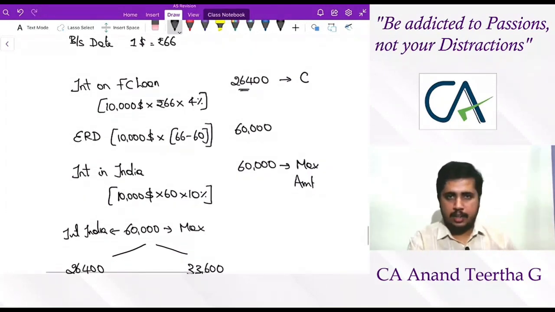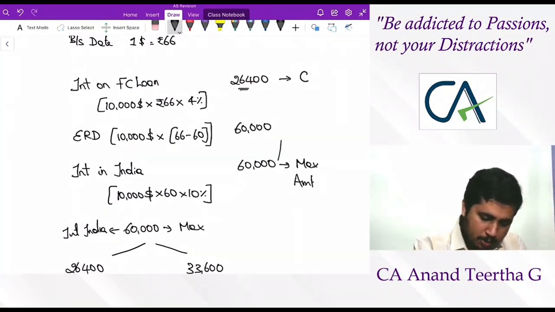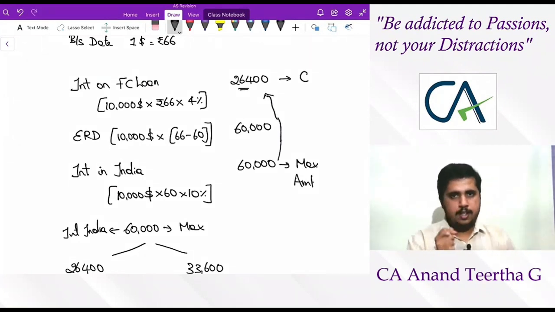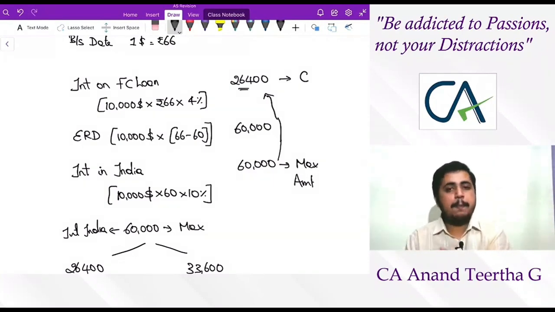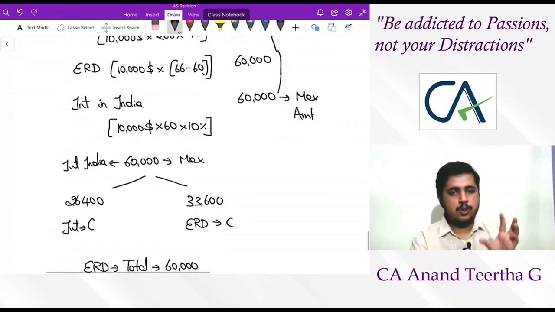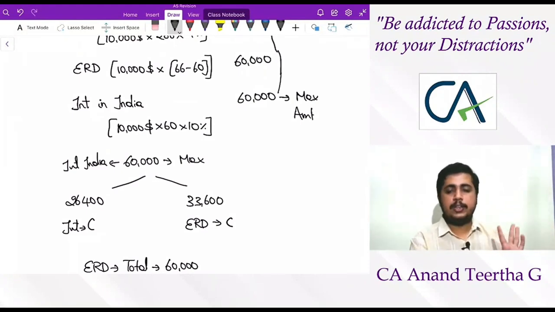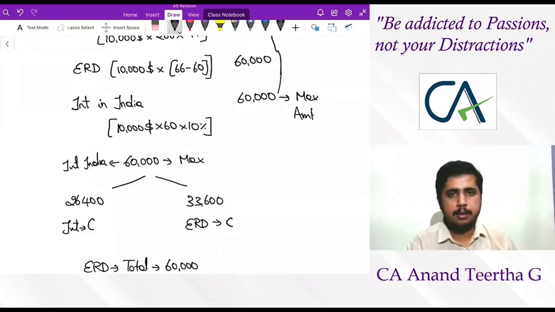Later, ERD you calculate, then calculate similar interest in India. Similar interest in India is the maximum amount. Of this, already some amount will be considered as interest on foreign currency capitalization. The other part of it will be ERD capitalized, which we have shown over here. So then once you get ERD capitalized, of the total ERD, part is capitalized, part is P&L. So that's how you have to deal with ERD requirement in a particular situation.